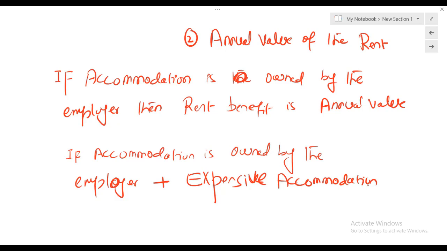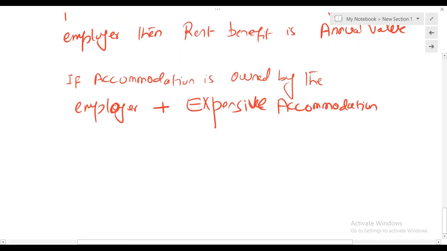Question: what do you mean by expensive accommodation? I'm coming to that, but let me explain something before that. If the accommodation is owned by the employer, and second, it is an expensive accommodation, in that case additional benefit arises. Additional benefit will only arise in addition to the rent benefit when accommodation is owned by the employer plus it is an expensive accommodation. Now there are two questions: how do we calculate additional benefit, and what do you mean by expensive accommodation? So let me clear this.